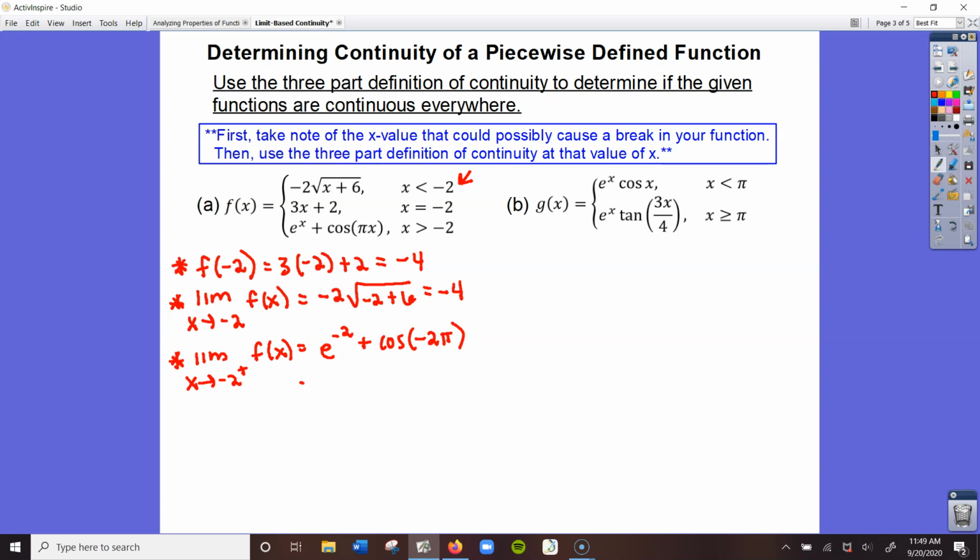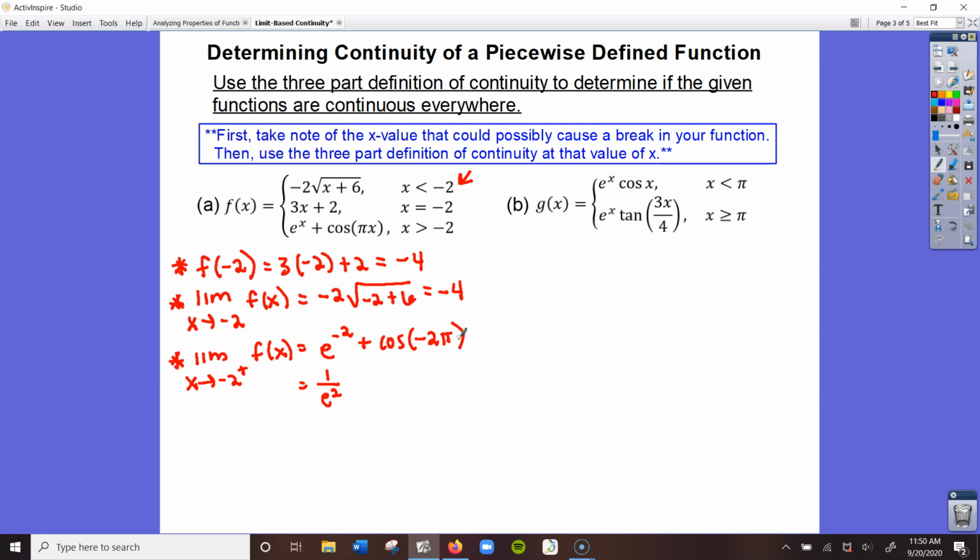So now when I evaluate this, remember when you have a negative exponent, that means that e to the -2 is equal to 1 over e squared. Remember, a negative exponent basically moves your variable to the denominator, or if you have a negative exponent in the denominator, you move it to the numerator.